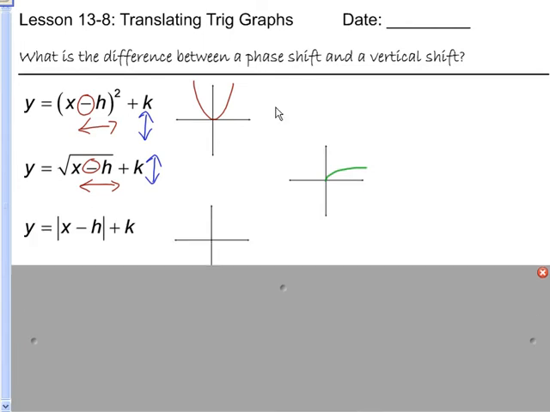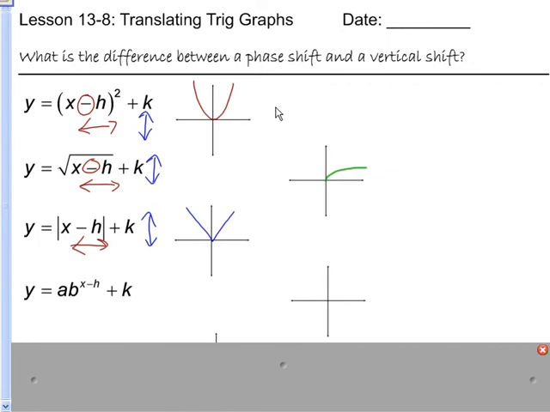Absolute values. What do absolute value graphs look like? Those are V-shaped graphs. That's not a very good V shape. I'll try that again. That's a little better, but it should go through 0, 0. And if h, again, it's going to move it left and right. If it's positive, it goes to the left. Negative, it goes to the right. K moves it up and down, and it's the way that we think it is. If it's a positive k, moves up. Negative k, moves down.